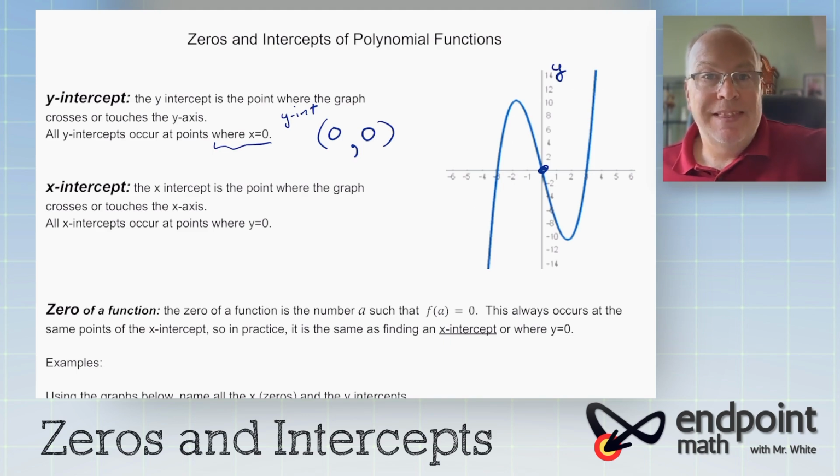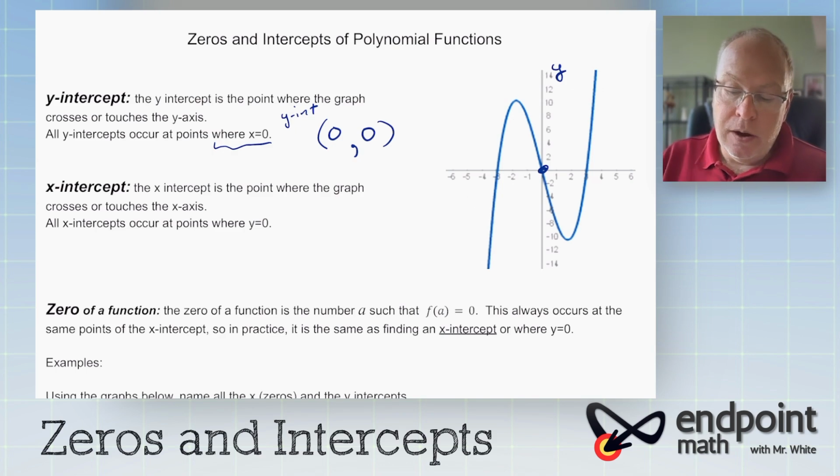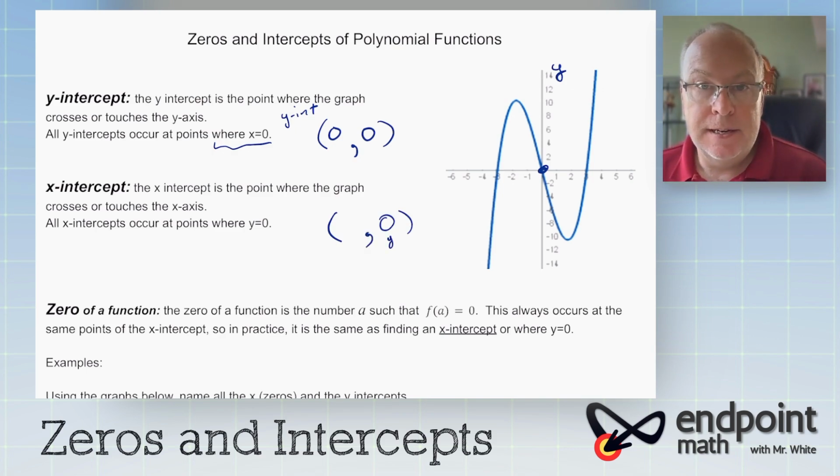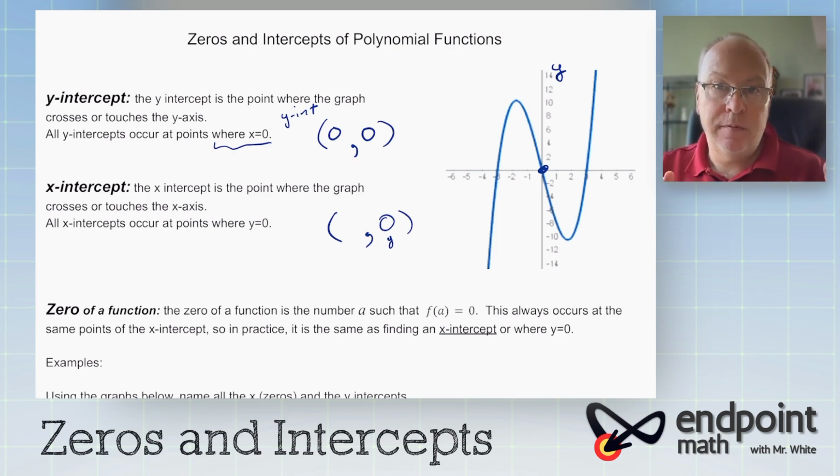All right, what about the x-intercept? The x-intercept is where y is 0, which might happen in more than one place. In a function, you can have multiple x-intercepts, but you can only have one y-intercept because otherwise it would fail the vertical line test. If you had two y-intercepts, that would fail the vertical line test, and it wouldn't be a function.